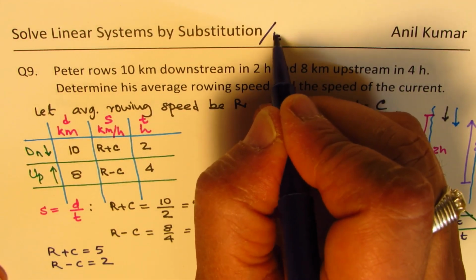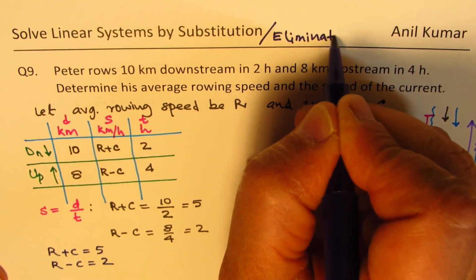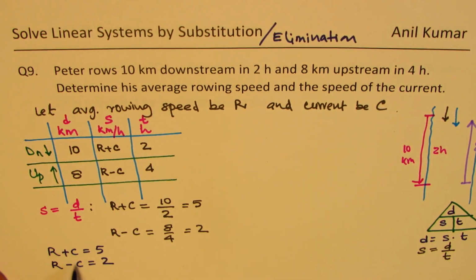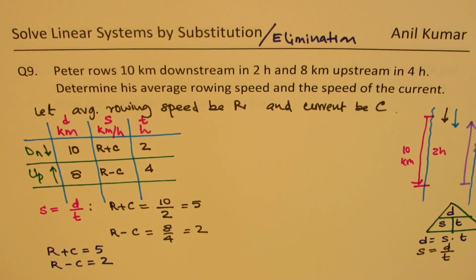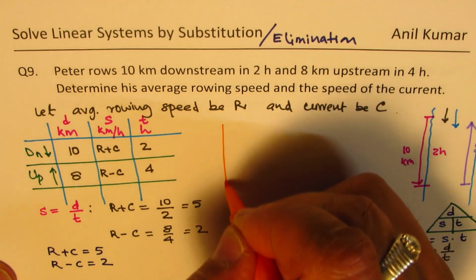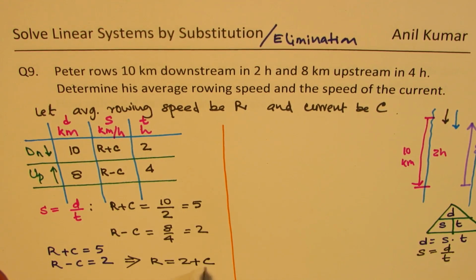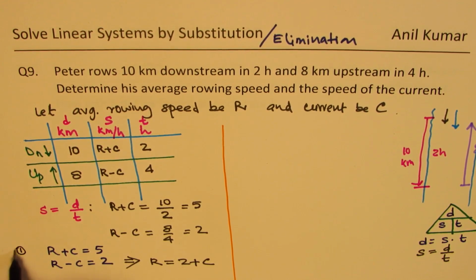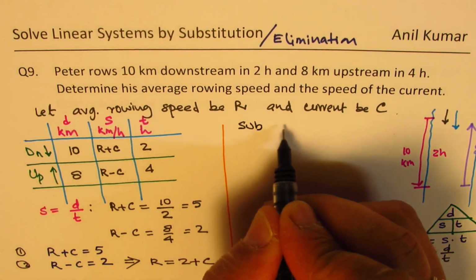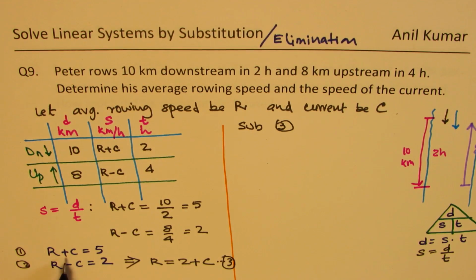If you are solving with elimination, then you can add these two, eliminate C, and get the value of R. Simple as that. But we are going to use substitution in our case, right? Since the whole exercise is to focus on how to use substitution to solve the equations. Now from this equation, you could isolate one of the variables. So from here, I can write R is equal to C plus 2, or 2 plus C, right? So let's call these our equation number 1, 2, and 3. So we'll now substitute 3 in equation 1.